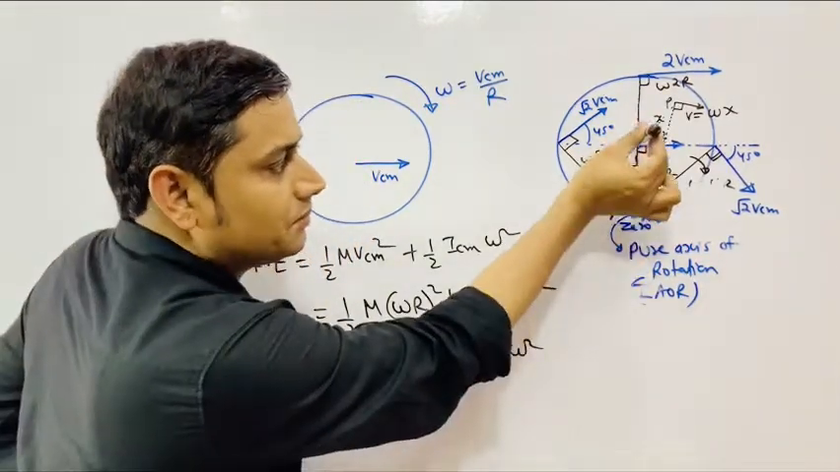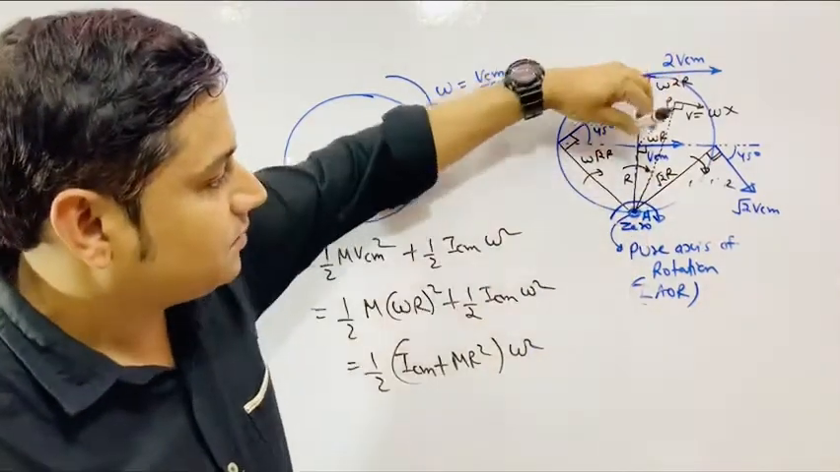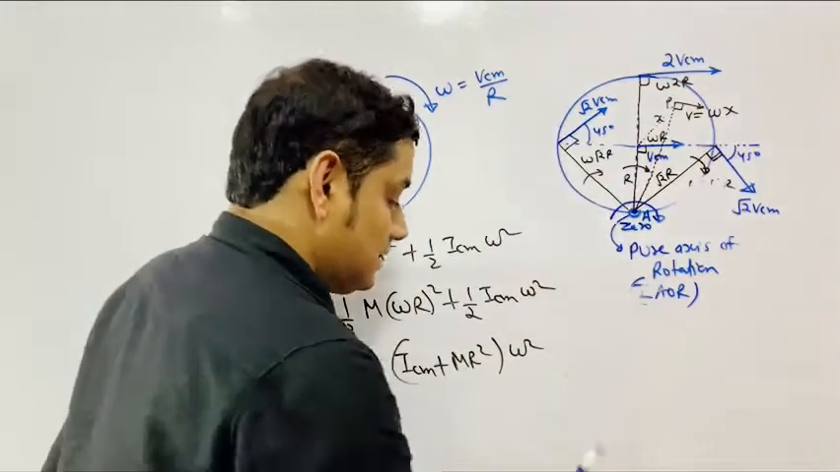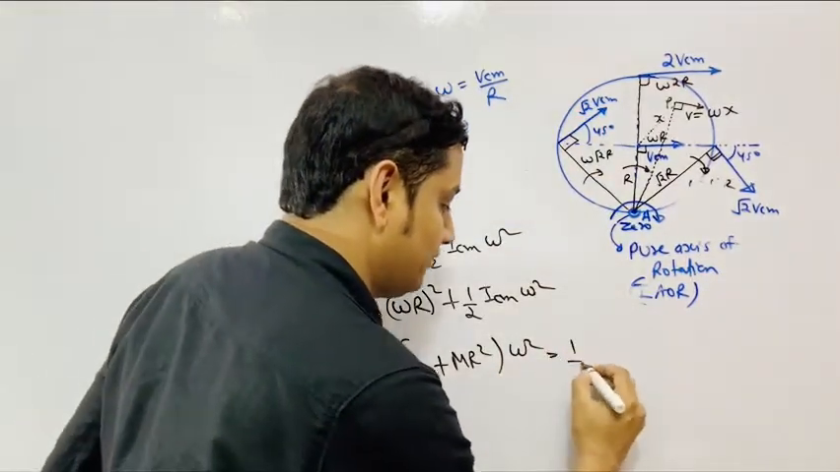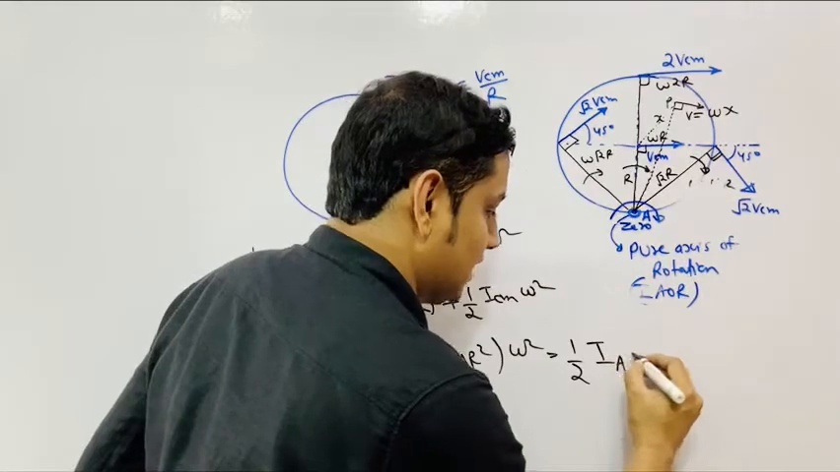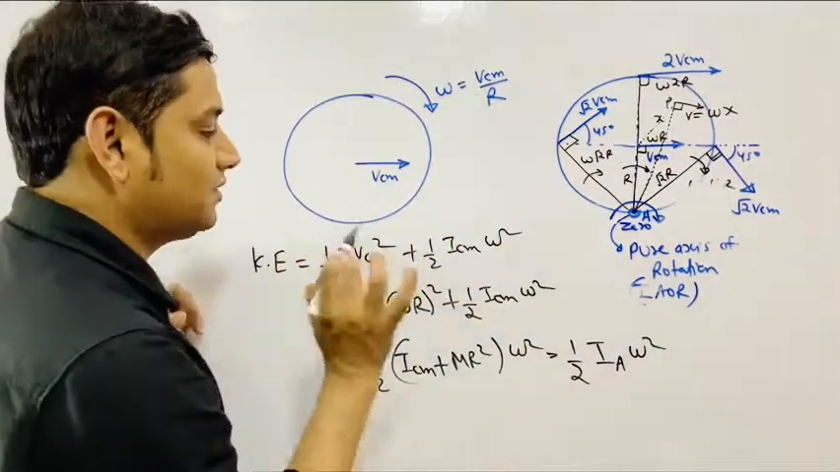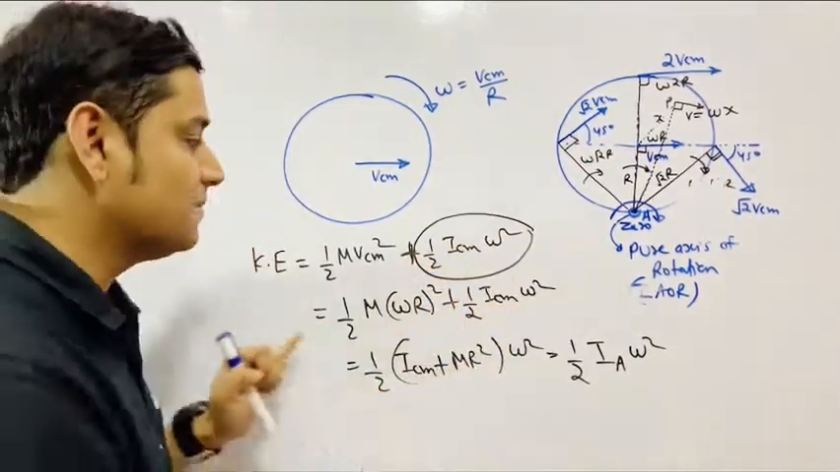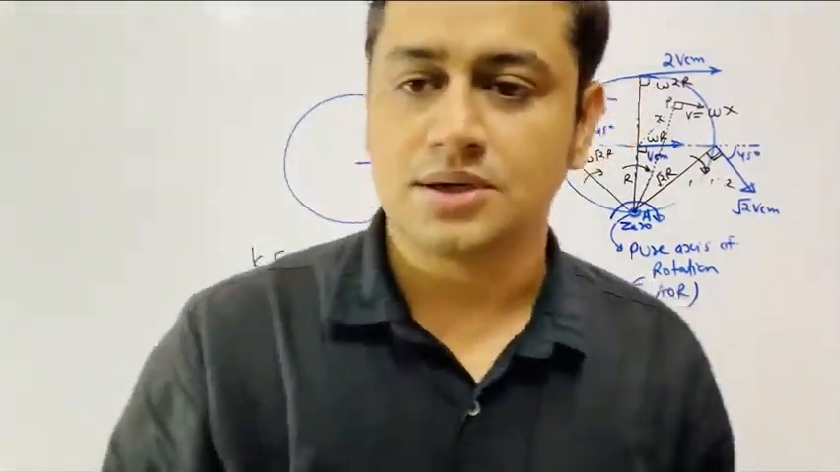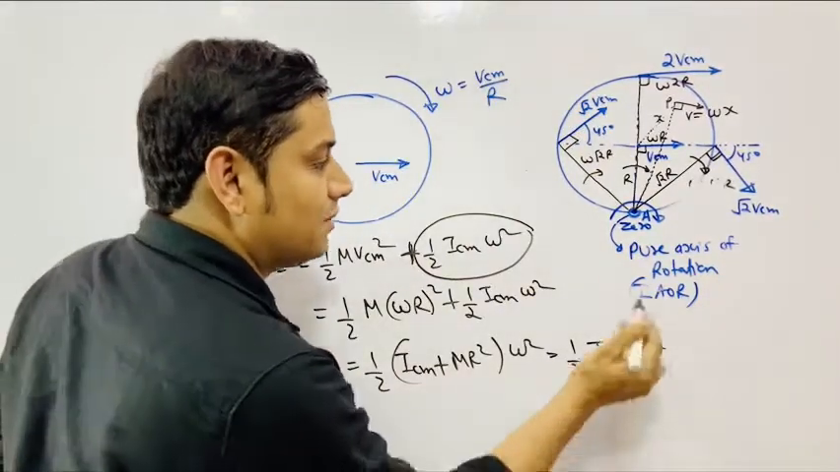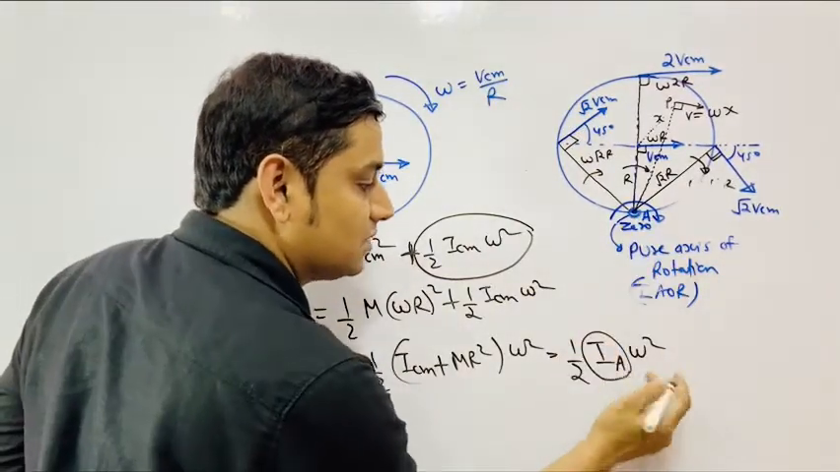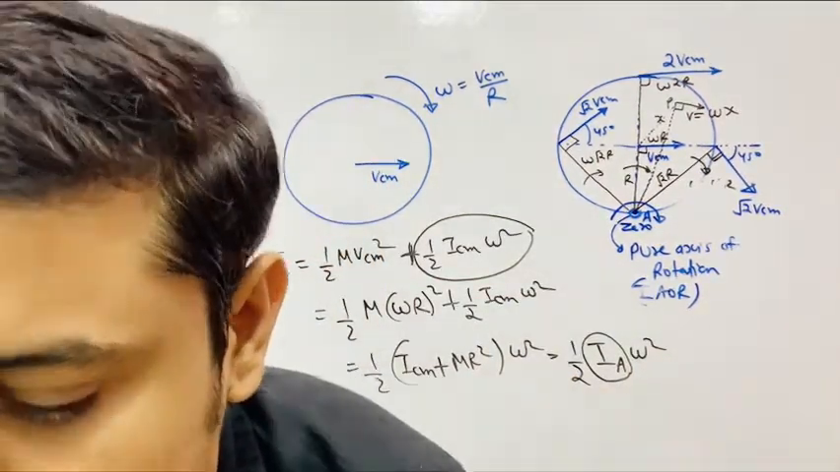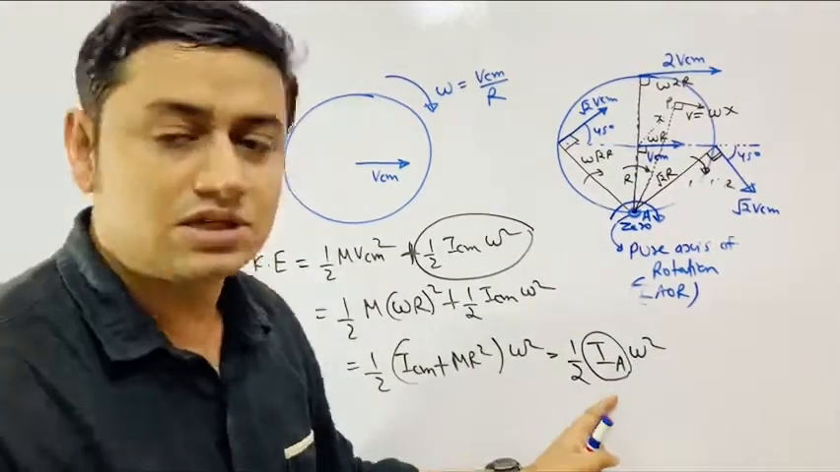What is ICM plus mr square? That is the moment of inertia about axis A. So half into moment of inertia about axis A into omega square. If I take the moment of inertia about the center of mass axis, I have to add two components. But if I take the moment of inertia about the instantaneous axis of rotation, I have only one component. This is purely rotational motion, half I about A into omega square. So that becomes useful. This is a single step process.